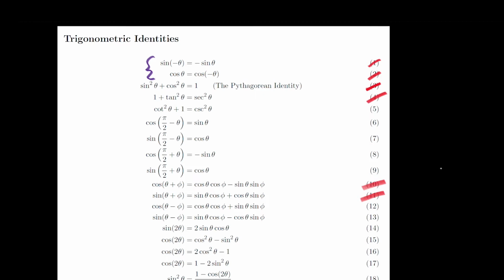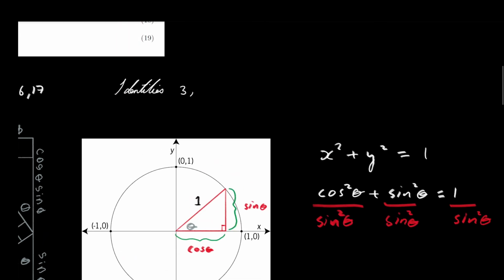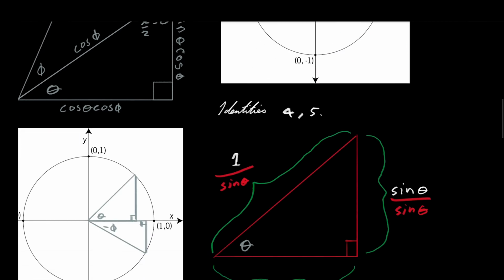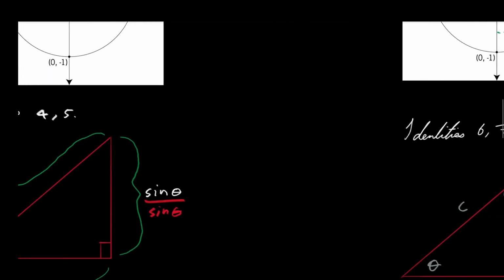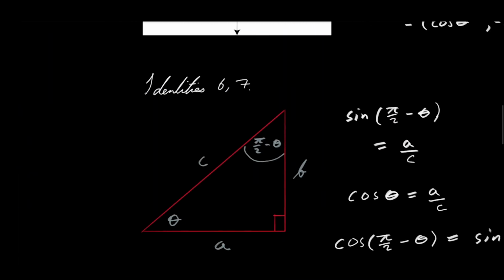Now let's cover identities 6 and 7, which are known as the coangle identities. The reason they are called that will be clear from a diagram. Let's find the diagram for the coangle identities. Here we are. Here we have a right angle triangle. We have an angle theta, side lengths A and B, and we call the hypotenuse C.